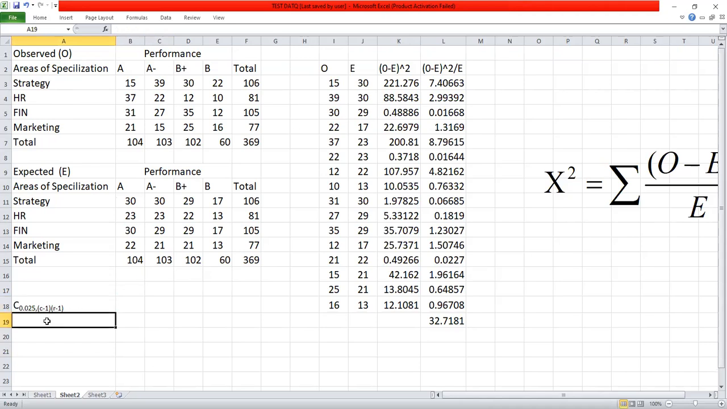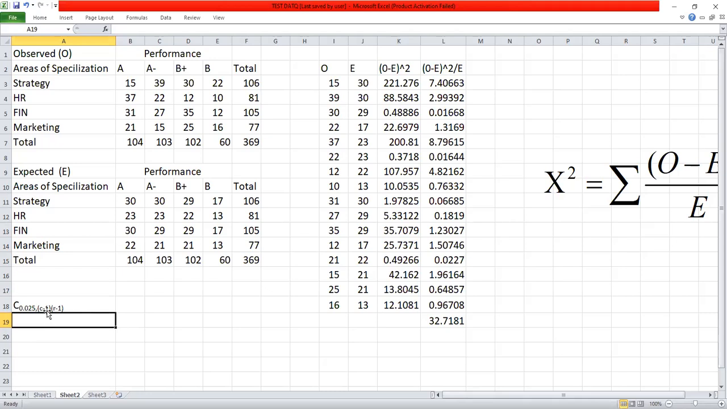Where C is the number of rows in the contingency table, and R the number of columns in the contingency table. How many areas of specialization do you have here? Four. So R is equal to 4. How many grades do you have? Four.